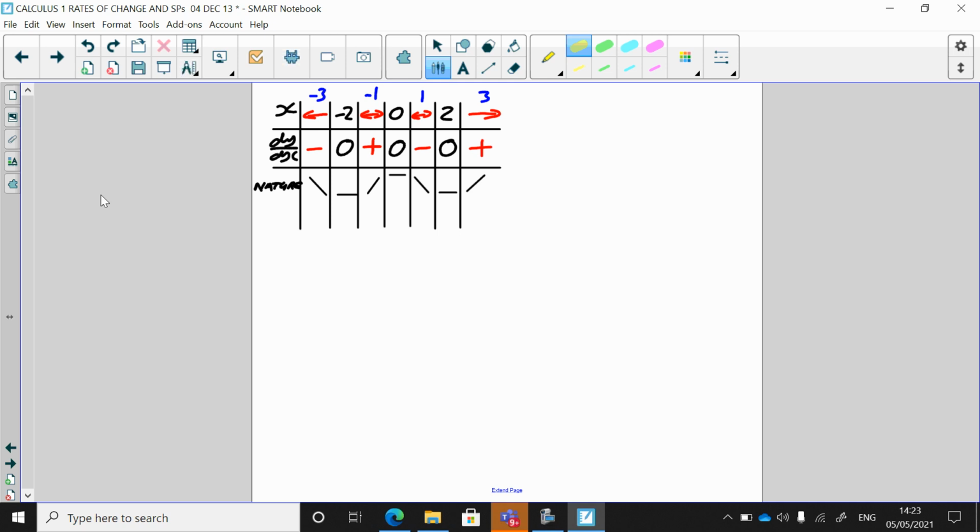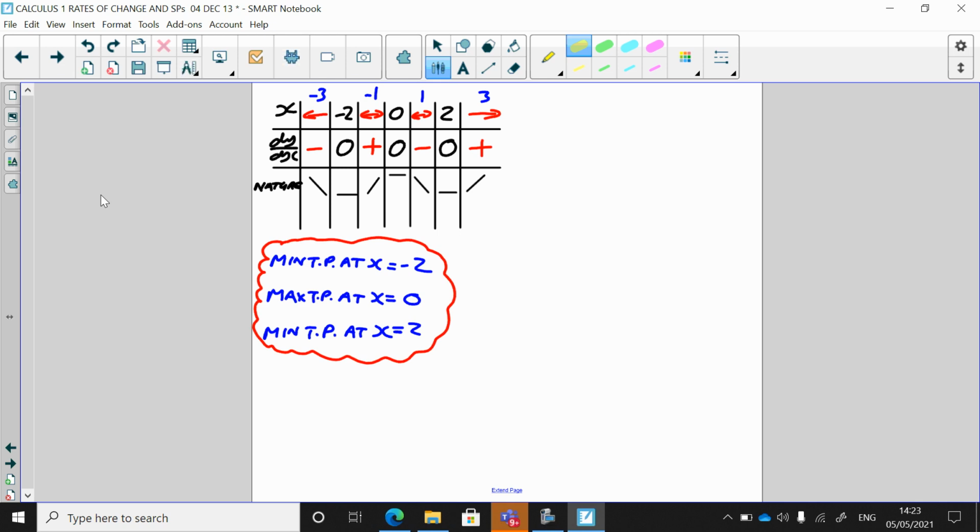That's an imitation of the curve where the critical values are collected. So looking at these here, it looks like we've got a minimum at x equals negative 2, a maximum at x equals 0, and a minimum at x equals positive 2. Okay, right.